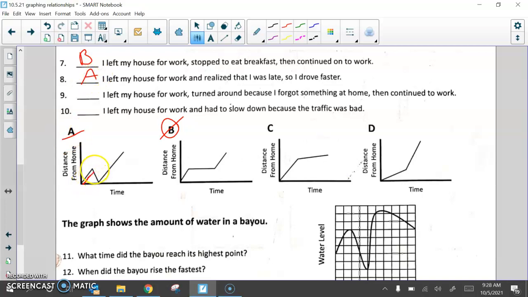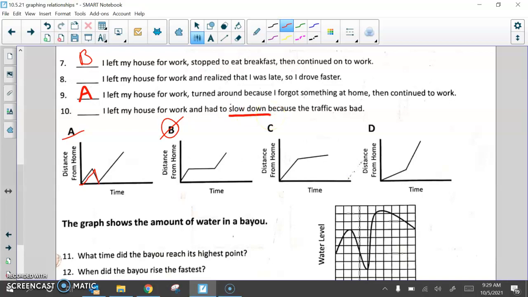Because you're going to work and then you're coming back. You're going back home. This right here is home. No, I put it in the wrong spot. So that was number 9. Number 9 had to be A.